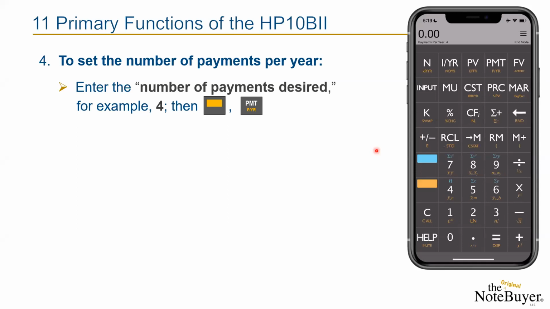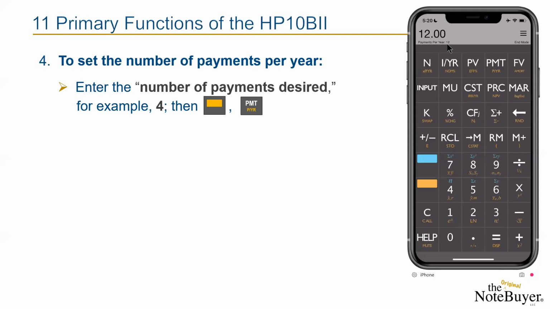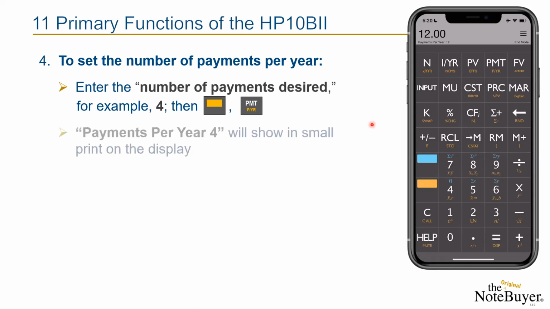All right. But right now, what do we need to do? We need to change that back to 12. And you want to be really careful about that. If you ever change to a different type of payment than monthly, make sure as soon as you're done that you change it right back, because you'll get some crazy answer the next time you do a calculation and you'll wonder what in the heck is going on. So let's put 12, and then we do the shift button and then the payments per year button. And we see that indeed it has changed to 12 payments per year.